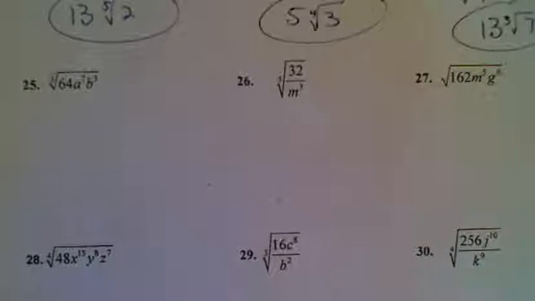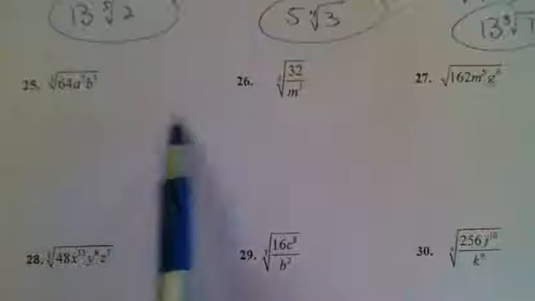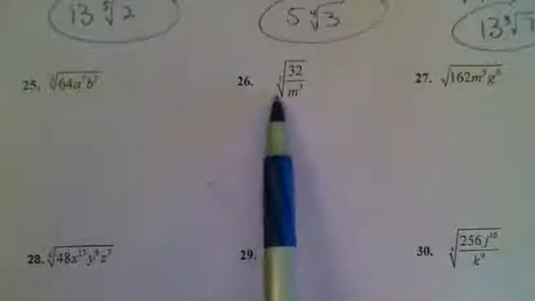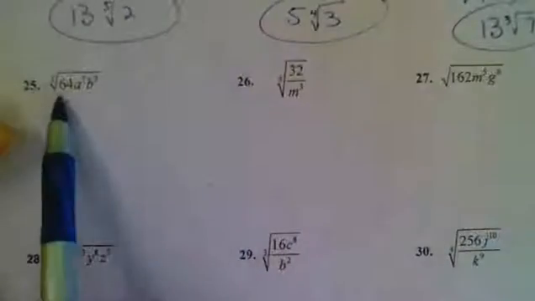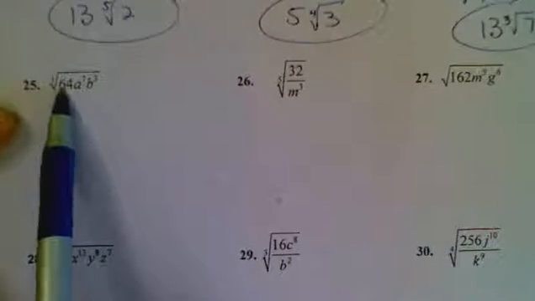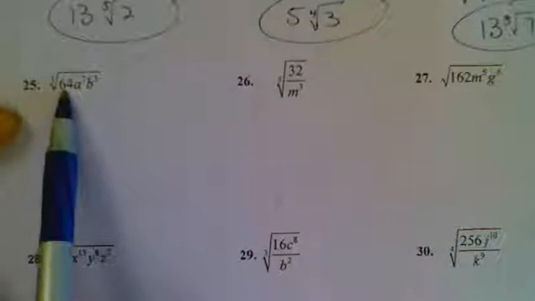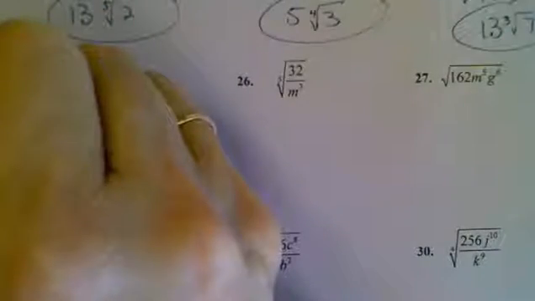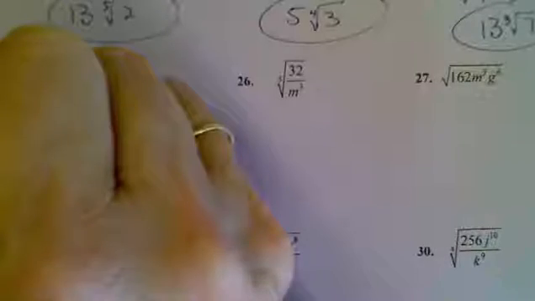Okay, so the last 6 problems combine a few things. Some are simplifying, some are rationalizing denominators. So when we look at one like 25, we want to decide, is 64 a perfect cube? Yes, it is. So I'm going to leave that alone because I can take the cube root of 64.